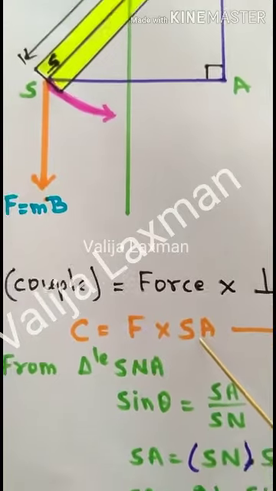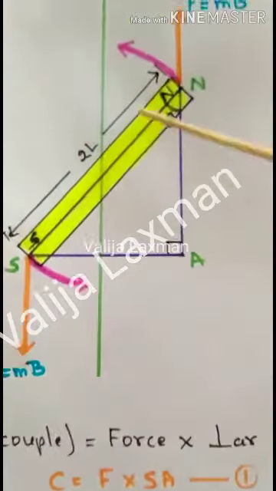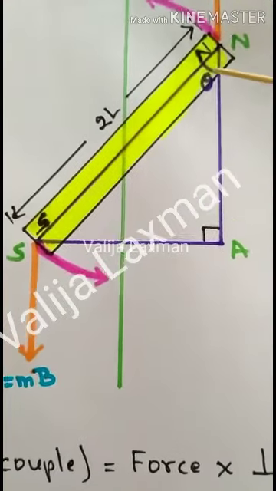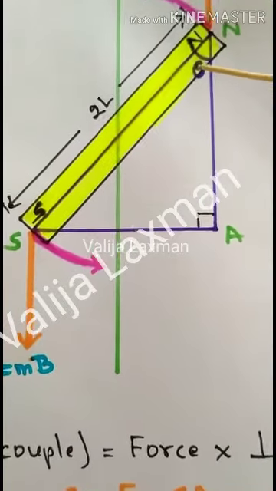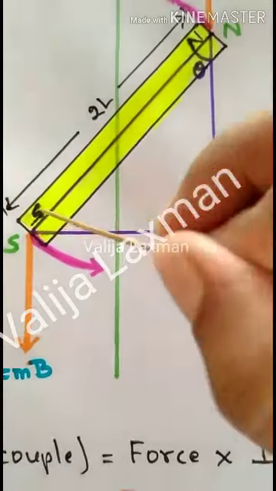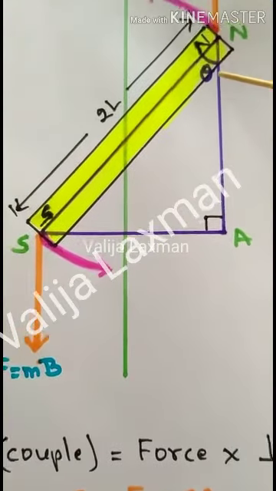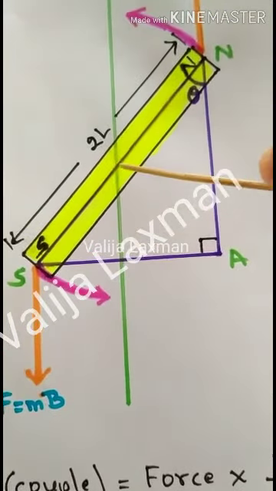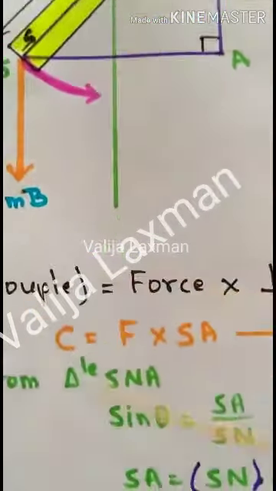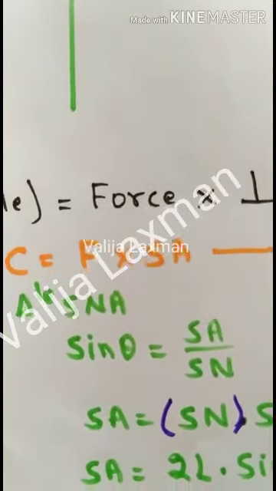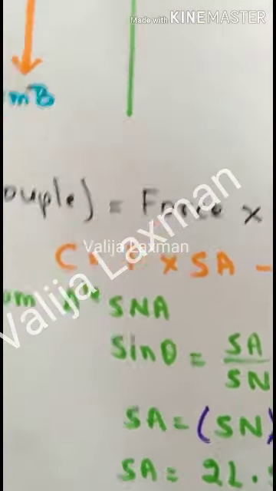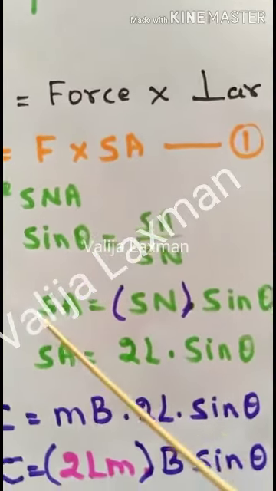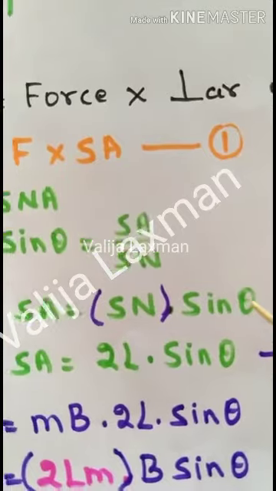Now our intention is to calculate this SA value. So for that consider the triangle SAN. If this is the angle theta, then this becomes the opposite side and this becomes the hypotenuse. So here we are writing for sin theta. Sin theta is equal to opposite by hypotenuse. So we are writing sin theta is equal to SA by SN. From that we are getting SA is equal to SN into sin theta.